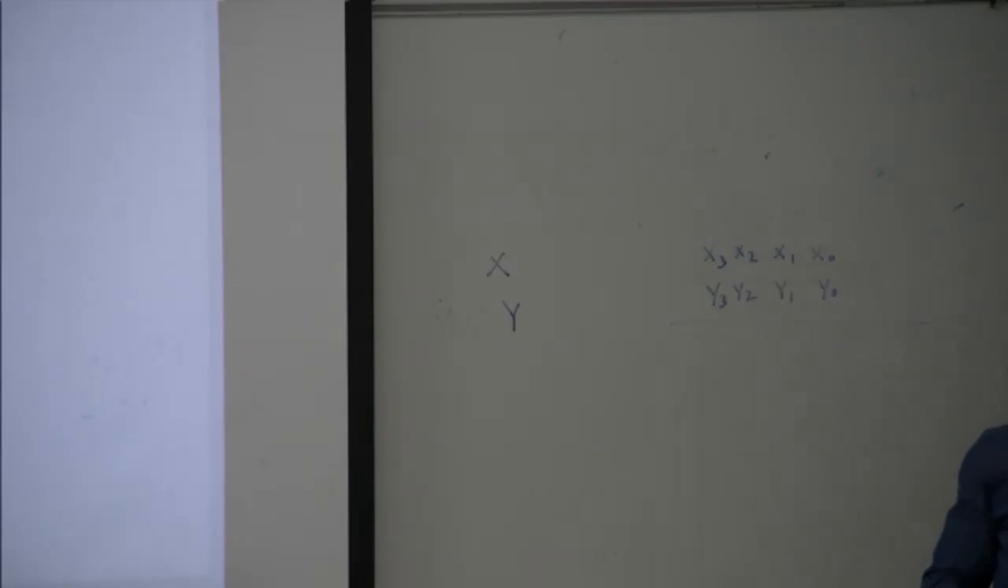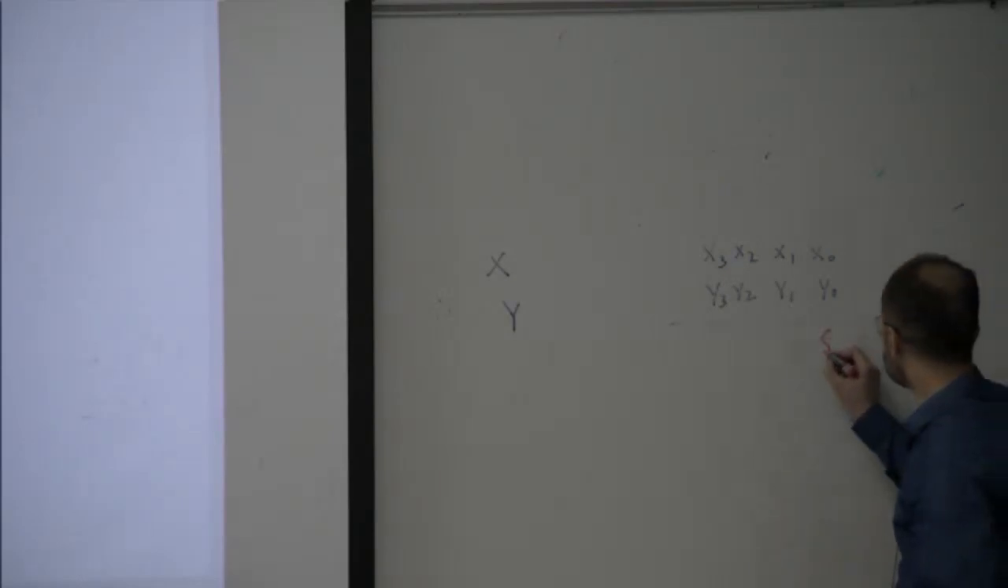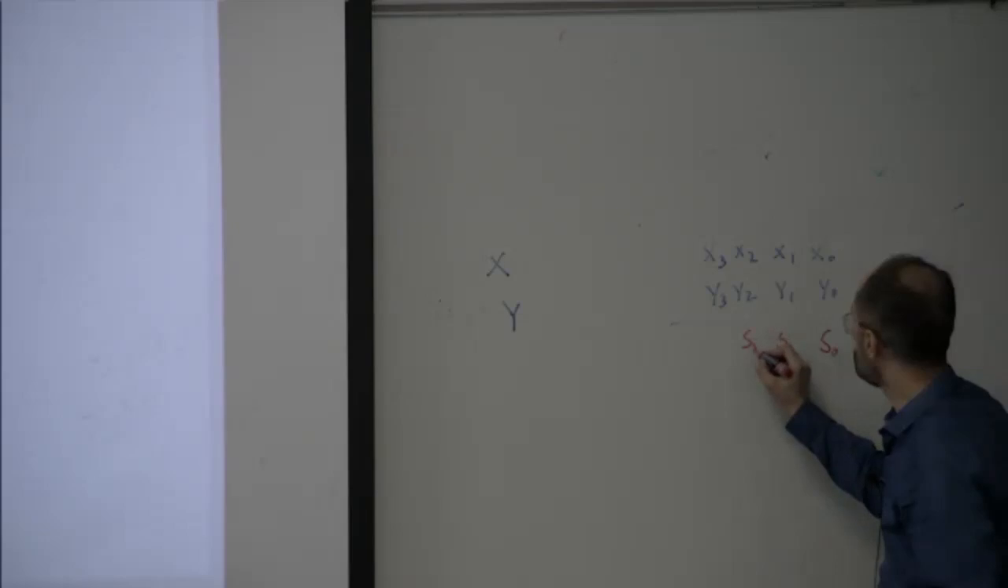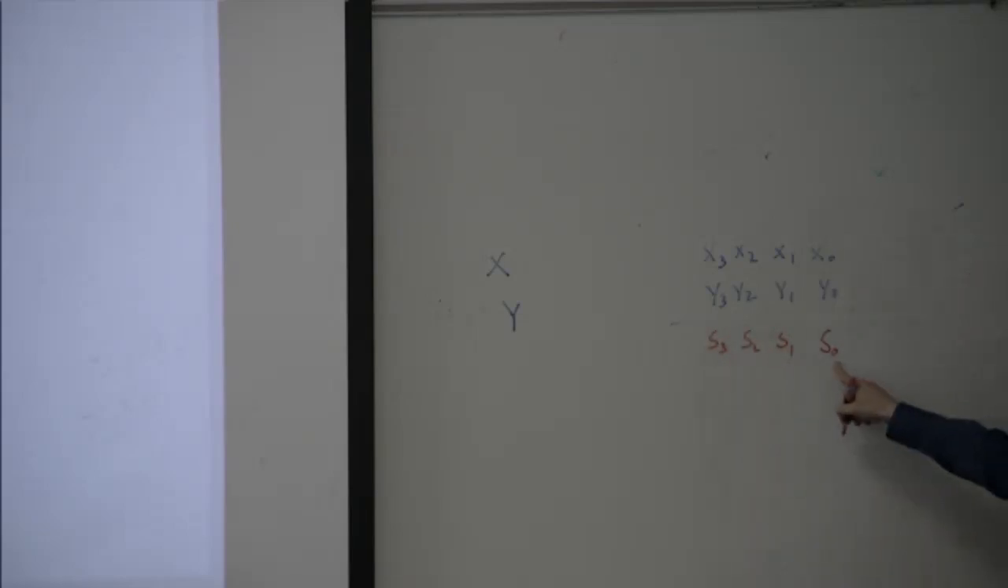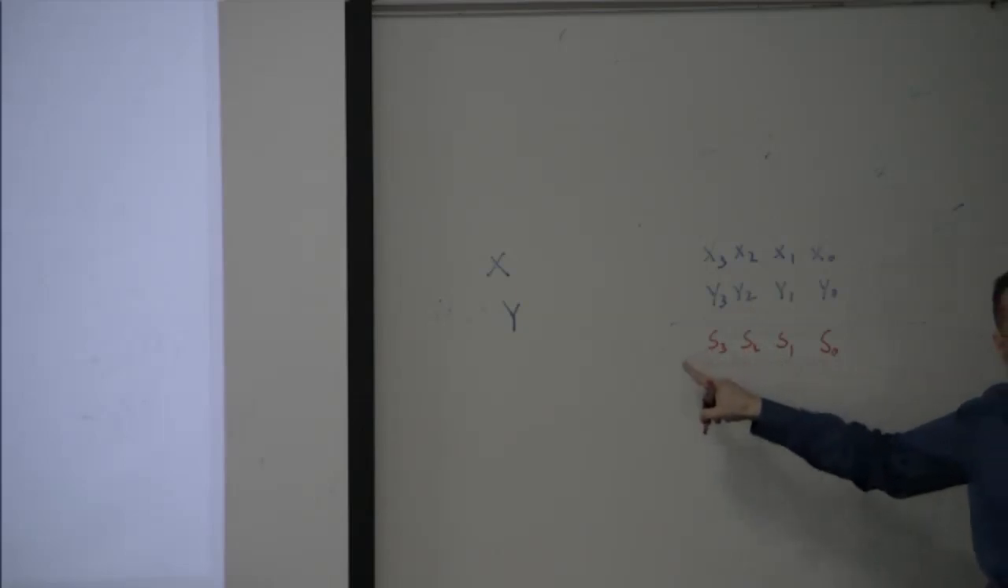Which one is the most significant bit? x3 and y3. What is the least significant bit? x0. Okay, now when we add each individual bit, we get some results. Let's call these s0, s1, s2, and s3, which is the sum. So this is sum 0, sum 1, sum 2, and sum 3.